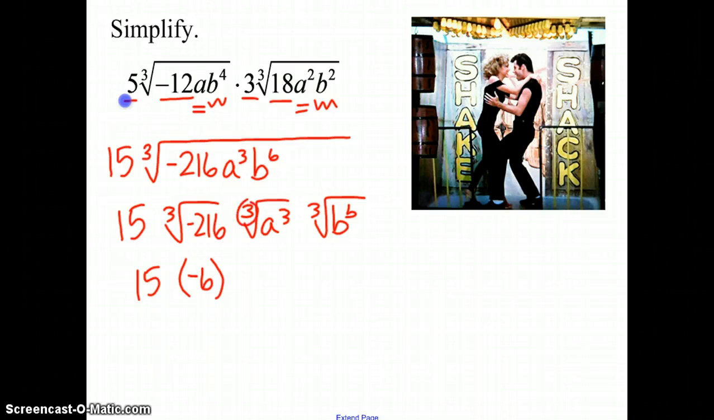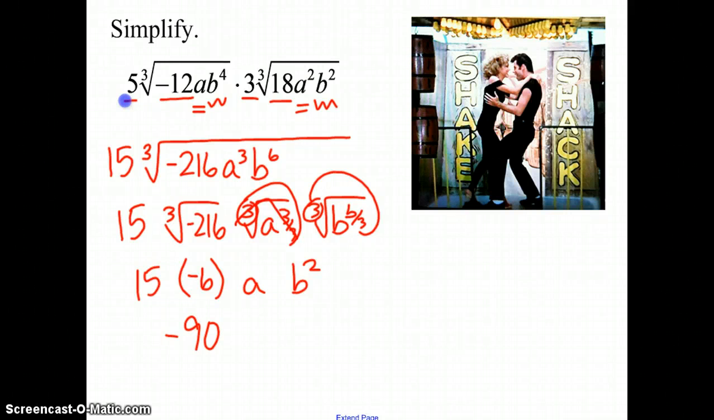Over here, bring the 3 around, 3 divided by 3. They just cancel right out, it's an a. When I bring the 3 around, 6 divided by 3 is 2. So really I've got b squared. 15 times negative 6 is negative 90. a, b squared.